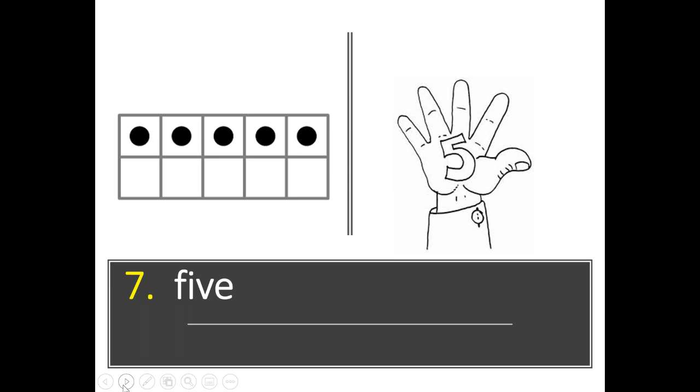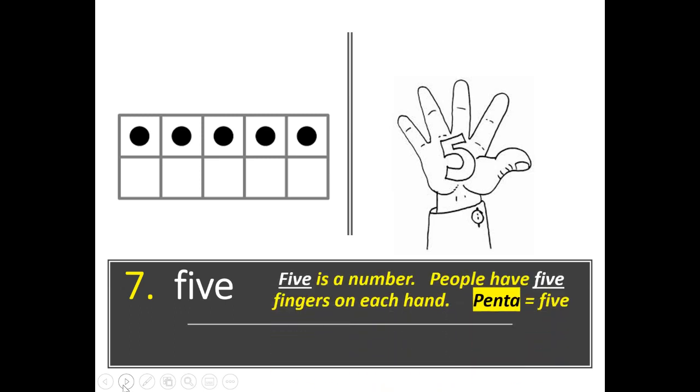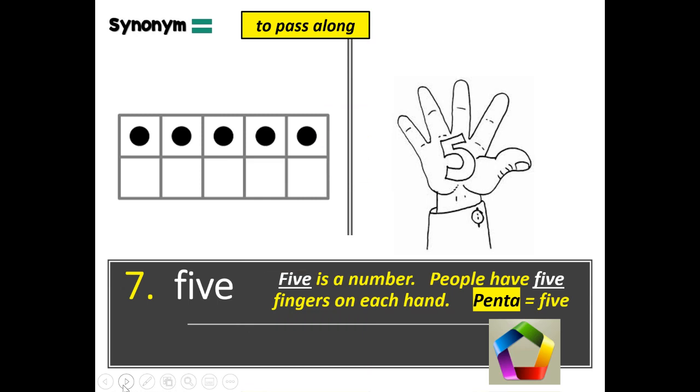Five. 5 is a number. People have 5 fingers on each hand. Penta equals 5. So there's a pentagon shape because it has 5 sides, pentagon. So a synonym for 5 could be, oh, and I didn't write it, I'm sorry, penta. Penta means 5.